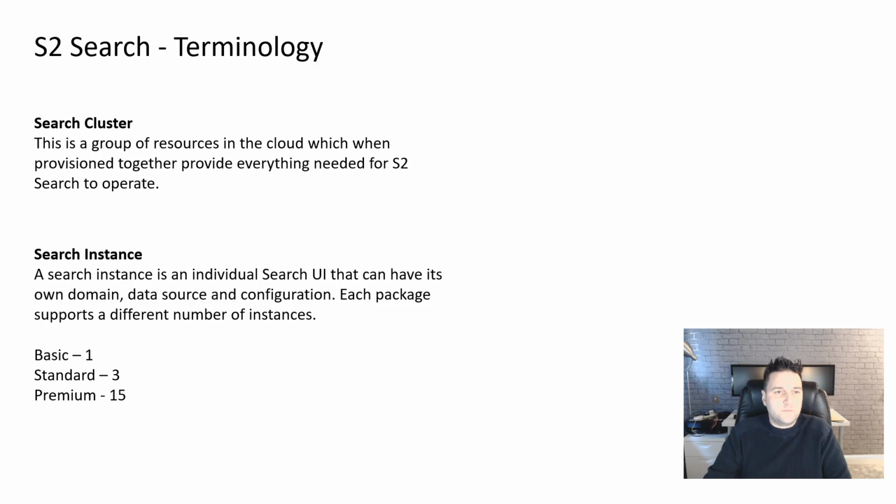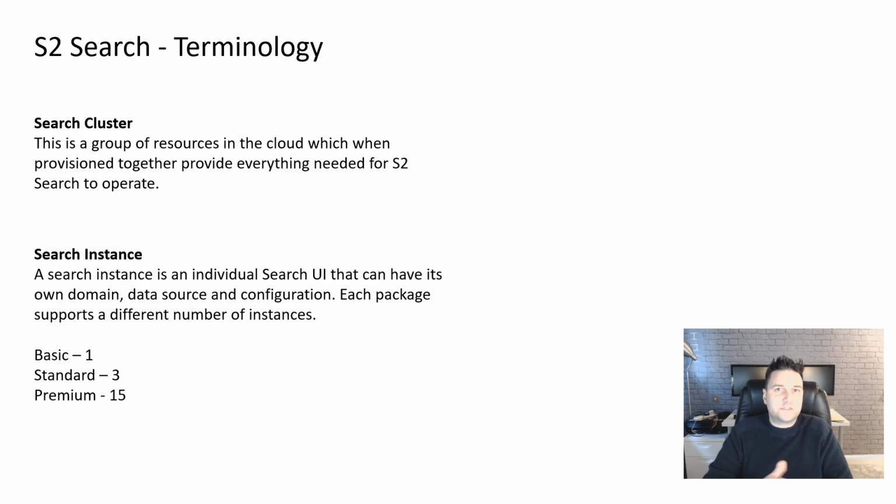A search instance, for example, if you've been to demo.s2search.co.uk, that is a search instance. Different packages provide more instances. Let's say you're a big dealership with multiple divisions, and then you have different franchises. Maybe you have a website per franchise, and you'd like to use S2 Search for 2 or 3 of your franchises. So you could have one instance supporting franchise 1 with its own domain, franchise 2 on a separate one, and franchise 3 on a separate one as well.